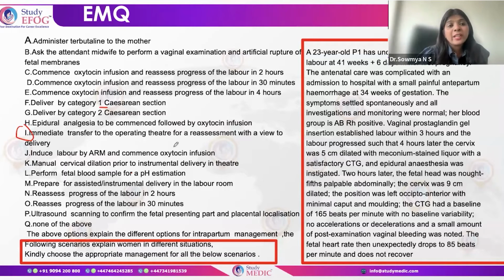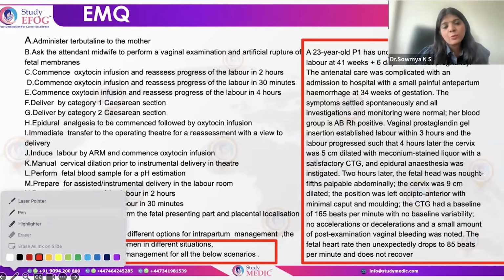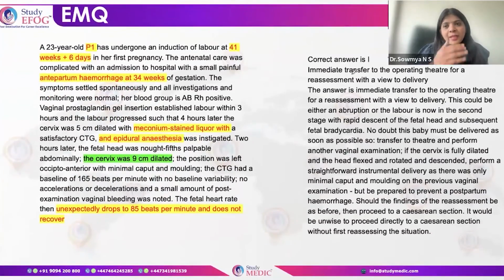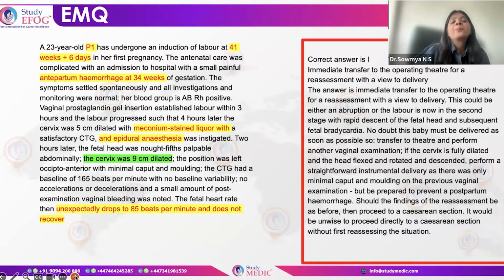So if you could see this option, immediate transport to the theater for reassessment with a view to delivery. Delivery doesn't mean that it has to be an operative delivery, but I want to take out the baby. That's what it means. So looking into the scenario, that is the best one which I would go for. So that is the correct answer. Obviously you will be going for operative delivery or cesarean section, but before that I need to make sure, because remember, it is not easy to do a second stage cesarean section. So first I would want to find a way to quickly take out the baby. That's the reason that option is the correct one. Hope that helps, guys.